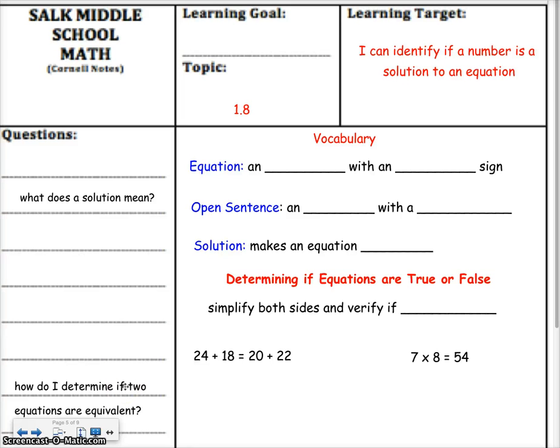Okay, we're moving on to an algebraic part of our unit here. What I want you to be able to do today is identify if a number is a solution to an equation. So you need to know some vocab words aligned with that. An equation is an expression. That's what we've been dealing with when we simplify. It's an expression that has an equal sign. I look at the word "equation": it has an equal sign. Okay.